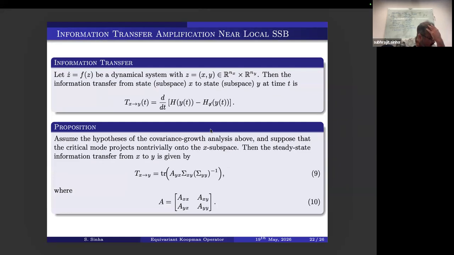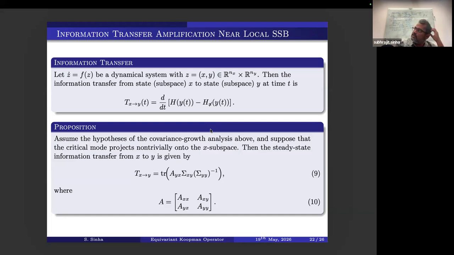Now, our idea was that since the entropy of the system is diverging, the entropy flow between the states should also start to increase. And this is what is known as information transfer. So this is in continuous time. How do we define information flow? Let's say we have a two-dimensional system with states x and y. Information transfer quantifies the amount of information that flows from state x to state y as the system is evolving.